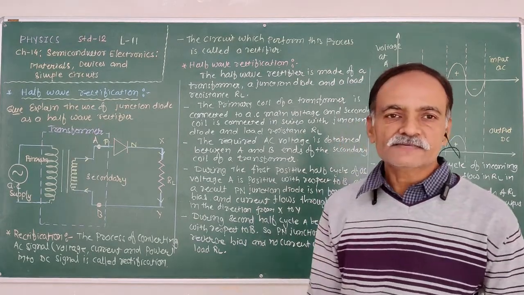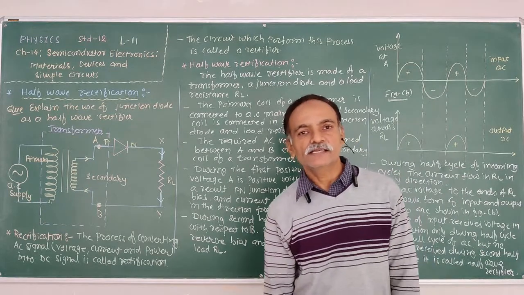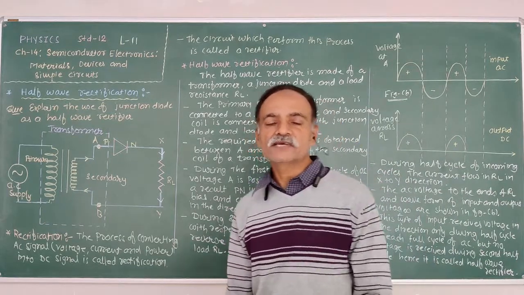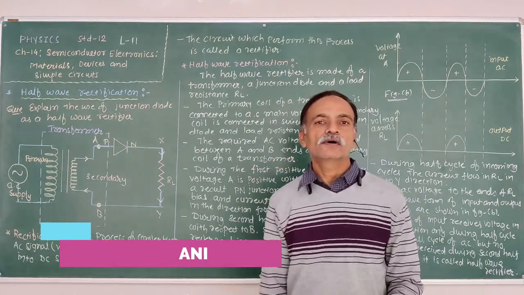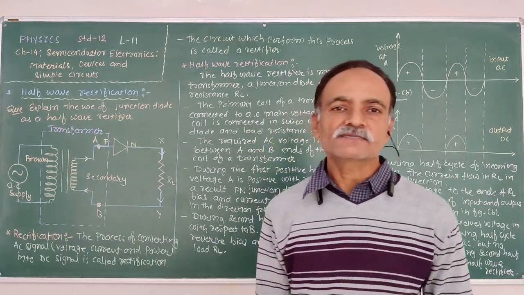Good morning friends, we just discussed the forward bias and reverse bias of the PN junction diode, and also we discuss the characteristics of forward bias and reverse bias.